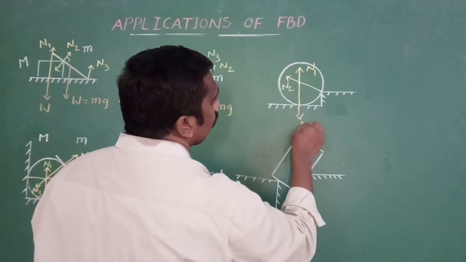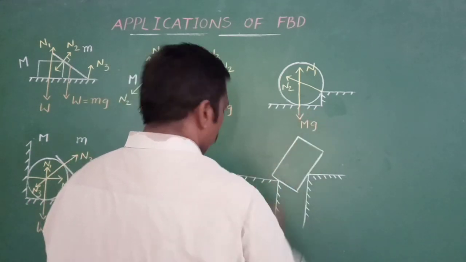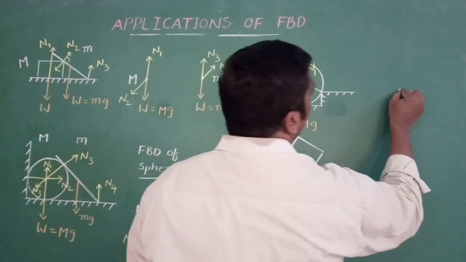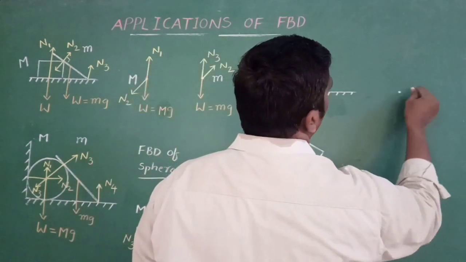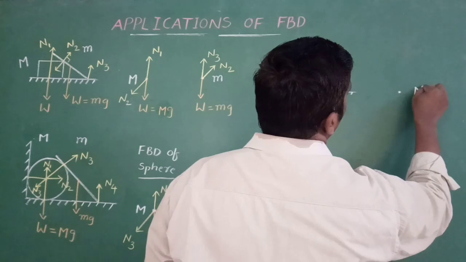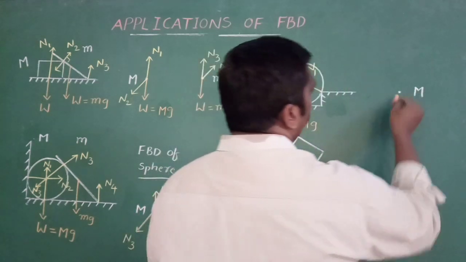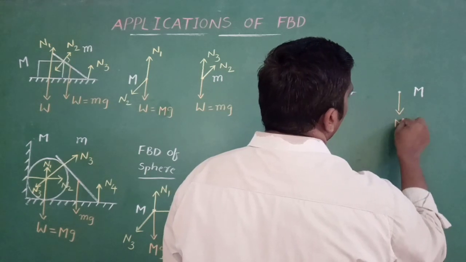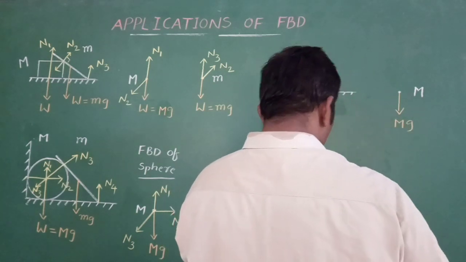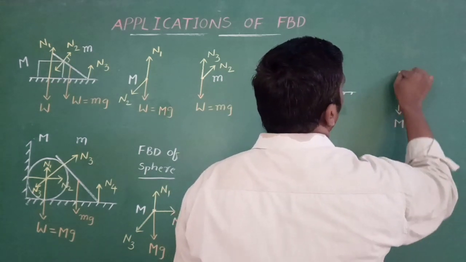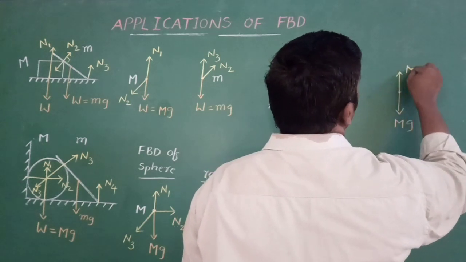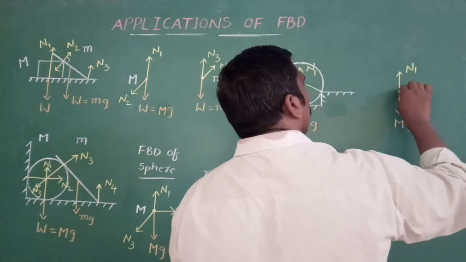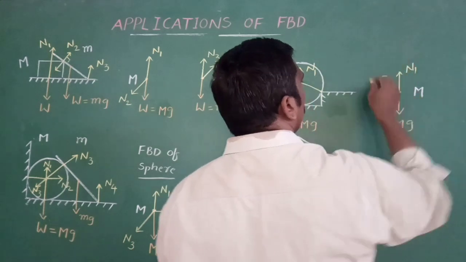That is Mg. So if you draw the free body diagram for this one, this mass is taken as capital M. Weight is in the downward direction, and normal reaction N1 acts in this direction and N2 acts like this.